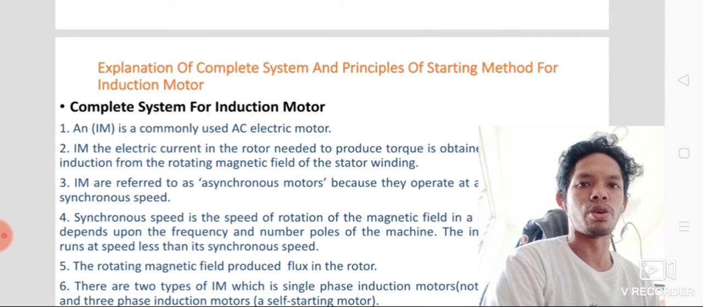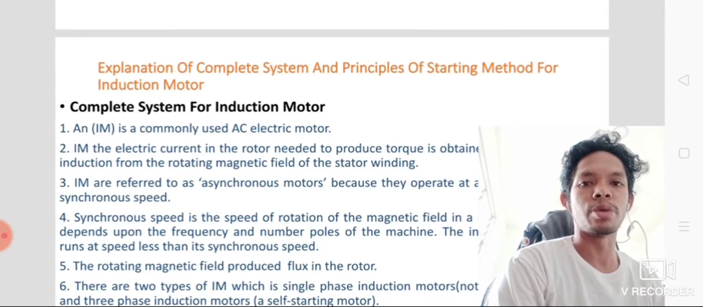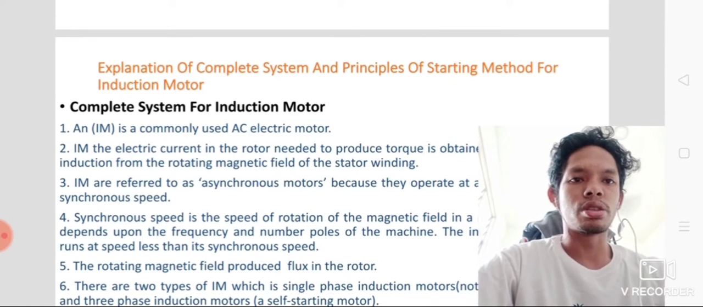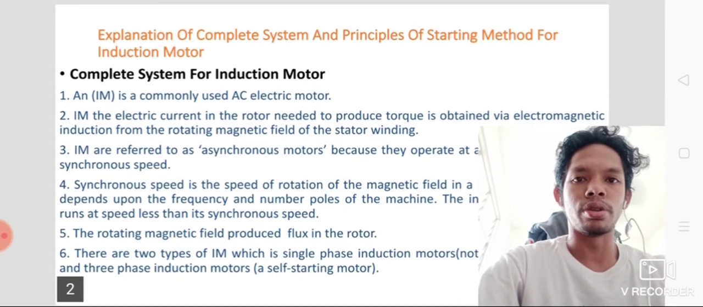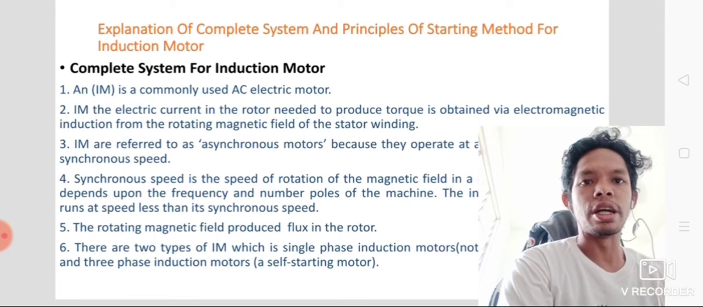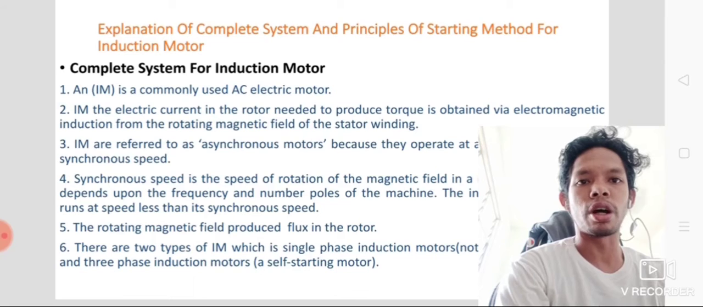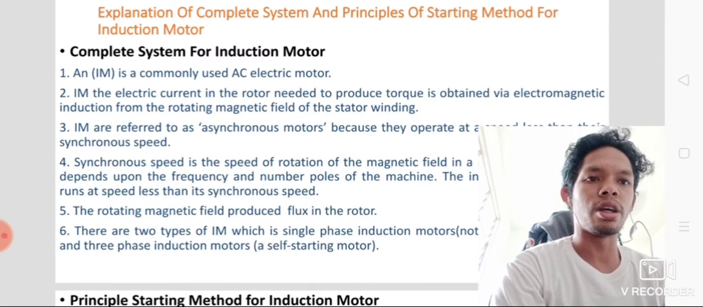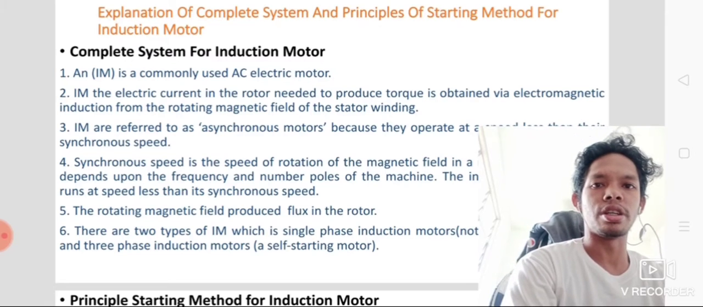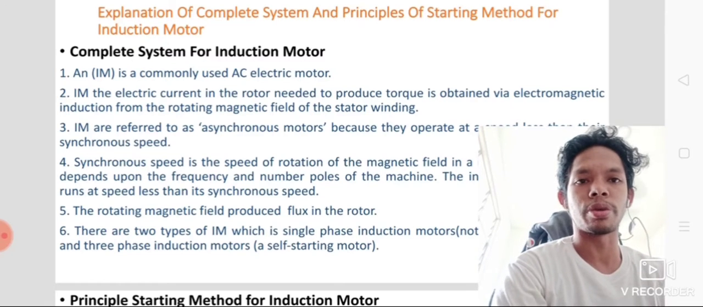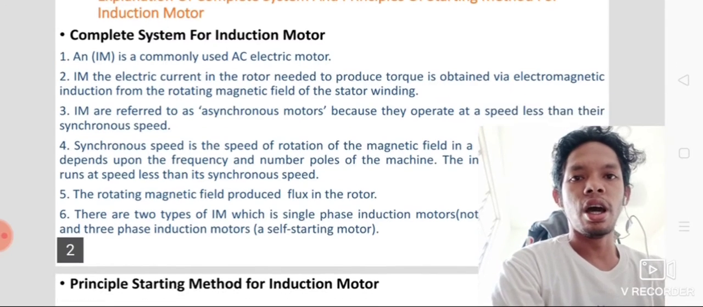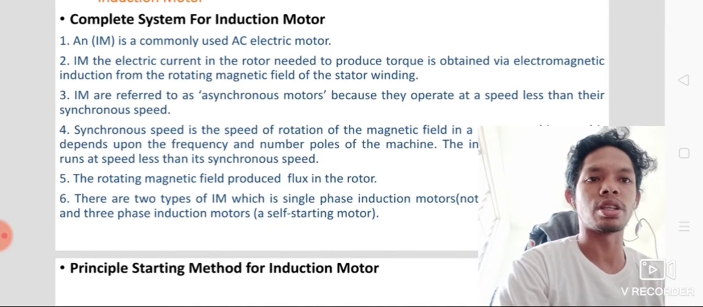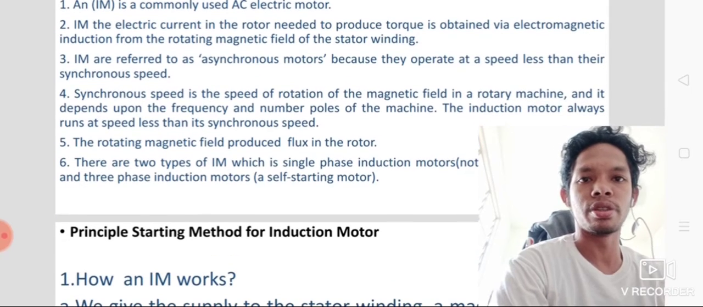For your information, induction motor is the same as IM. And IM is a commonly used AC electrical motor. The electrical current in the rotor of the IM needed to produce torque is obtained via electromagnetic induction from the rotating magnetic field of the stator winding. IM are referred to as asynchronous motors because they operate at a speed less than their synchronous speed.